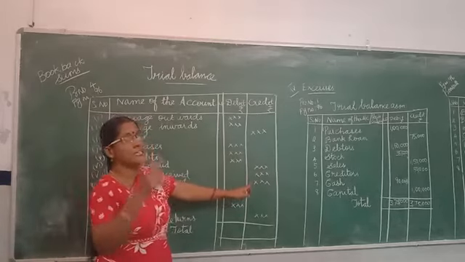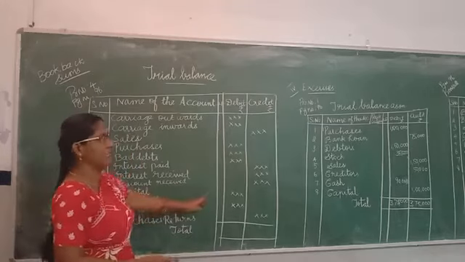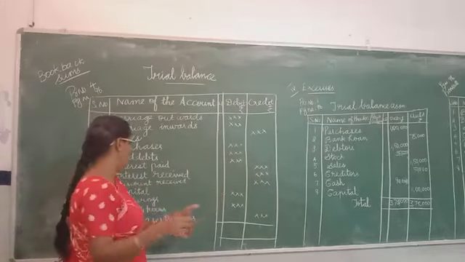Capital also is a liability, so we have credited. Then drawings, it is an expense, so we have debited.